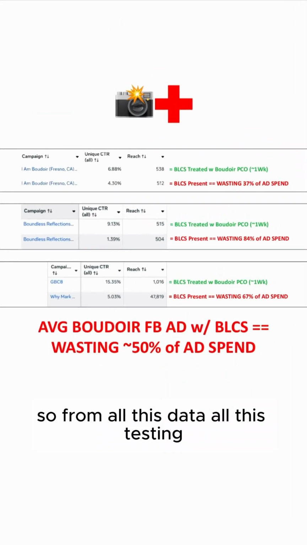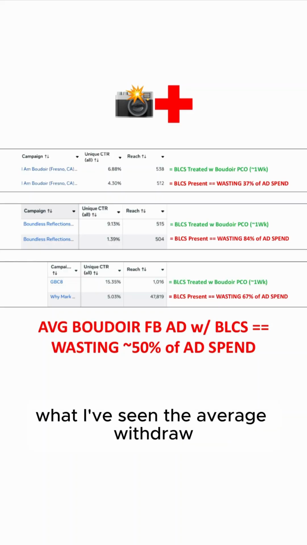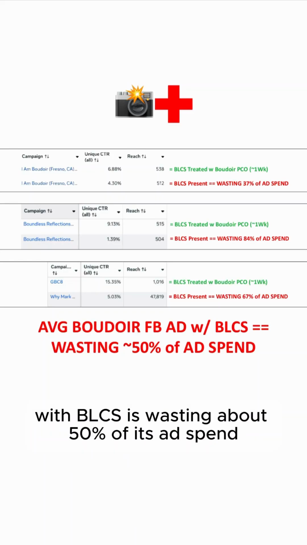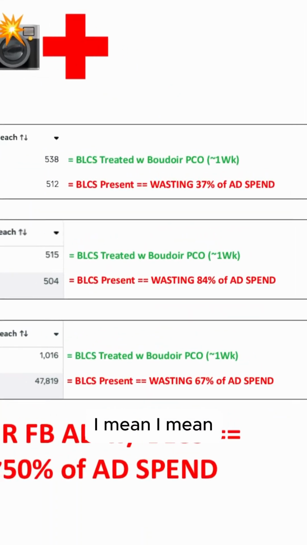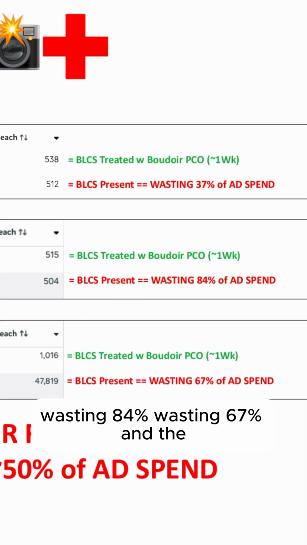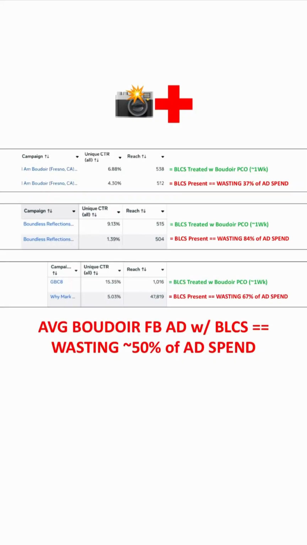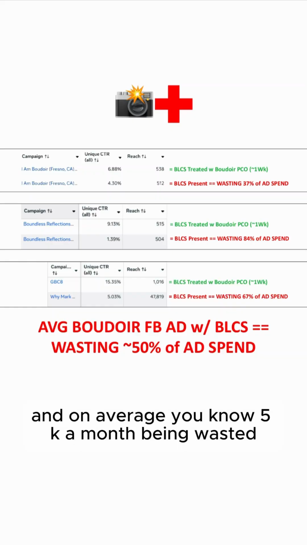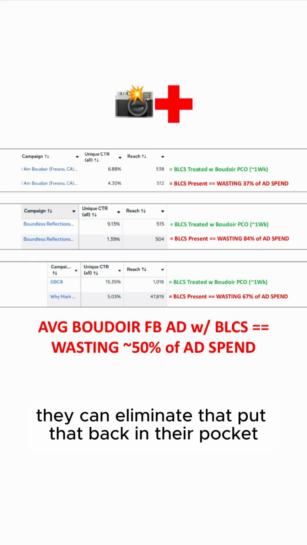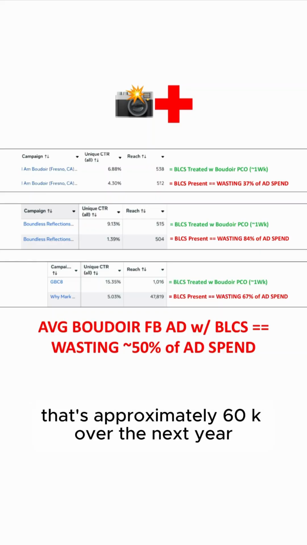So from all this data, all this testing, what I've seen, the average Boudoir Facebook ad with BLCS is wasting about 50% of its ad spend. I mean, check out these numbers here: wasting 37%, wasting 84%, wasting 67%. And so if they're spending more than 10 grand a month on Boudoir Facebook ads, then on average, 5K a month is being wasted. They can eliminate that, put that back in their pocket. That's approximately 60K over the next year.